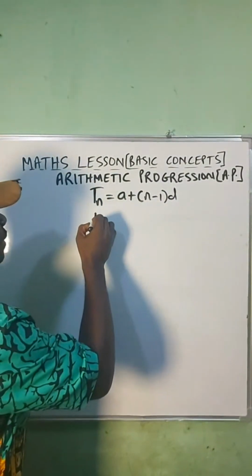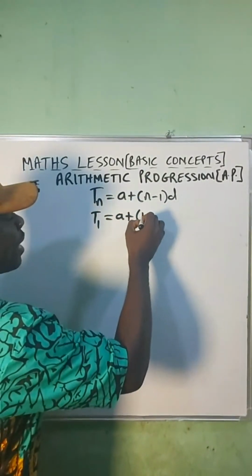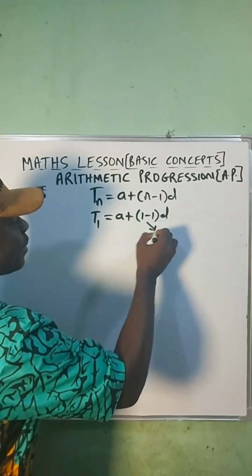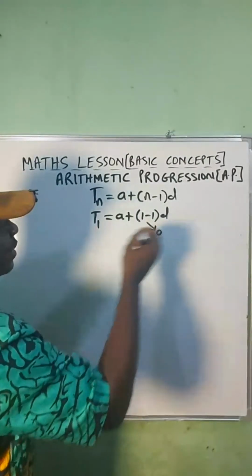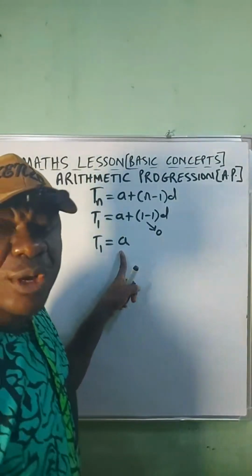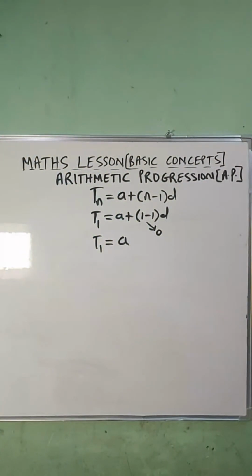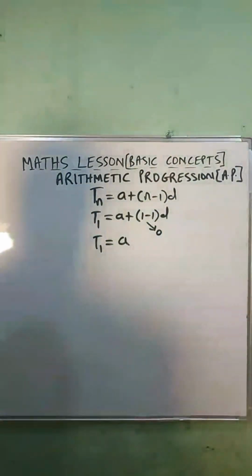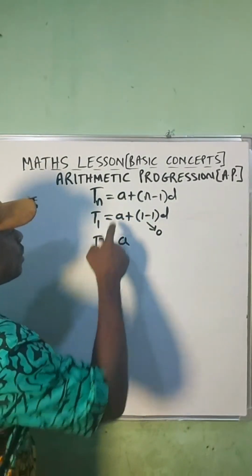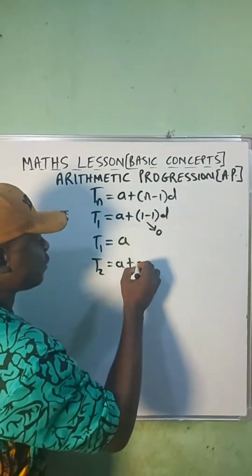If tomorrow you want to look for the first term, t1, this will be a plus (1 minus 1)d. But 1 minus 1 is 0, and 0 times d is 0. So t1, the first term, is equal to a. So a stands for the first term of an arithmetic progression. Then, to get the second term, your n becomes 2. So this will be a plus (2 minus 1), which is 1, and 1 times d is d.